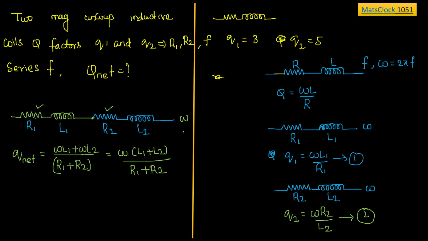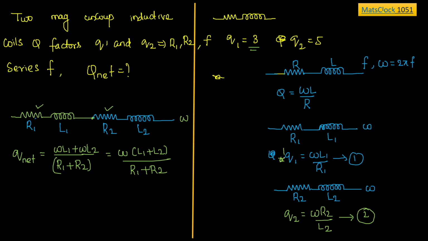But now the question is, they haven't given the value of inductance, resistance, anything. They have given only the values of Q1 and Q2. I asked you to take Q1 and Q2 equal to 3 and 5. Later I will come to that. In your question, they haven't given this numerical value. Now what will you do? Q1 you know, Q2 you know. Now write the net quality factor in terms of Q1 and Q2. How will you write that?